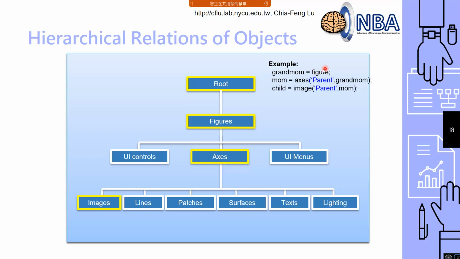You can have a figure. Under this grandmom figure right here, you can have an axis. You can name it as the mom, and then under this mom, you can have a child, which is an imaging object right here. So again, you can see this kind of hierarchical relation between all these objects. I want to emphasize that you need to have an axis, then you can have the imaging.